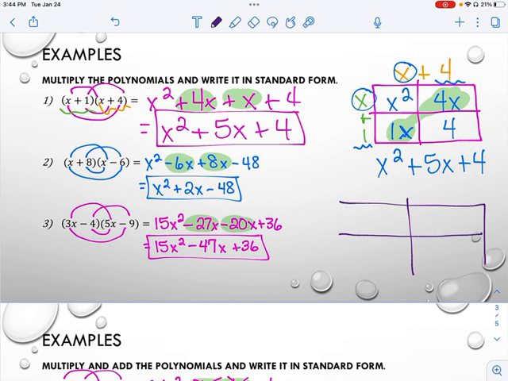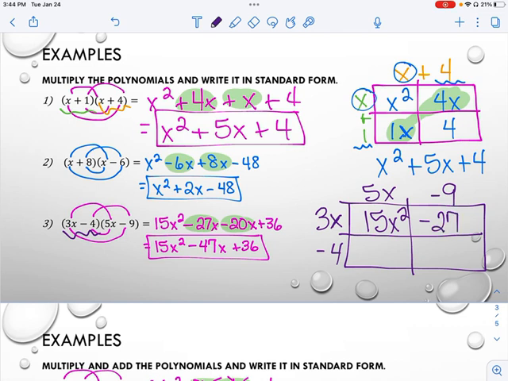So if we do this, we start off, we've got our 4 squares. I'll do it here on number 3. We've got 3x minus 4. My second one is 5x minus 9. And now we just match square to square. So we go 3x times 5x, 15x squared. We go 3x times negative 9, negative 27x. We go 5x times negative 4, negative 20x. Negative 4 times negative 9, positive 36.